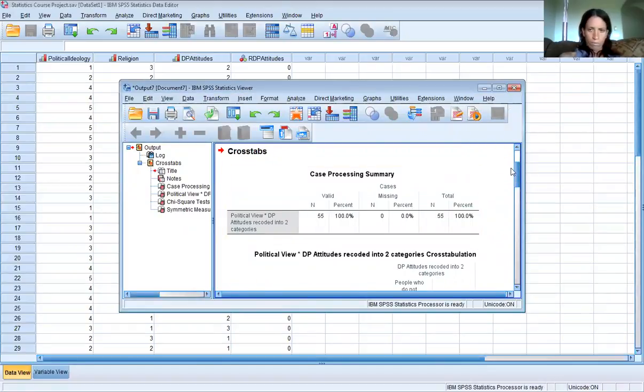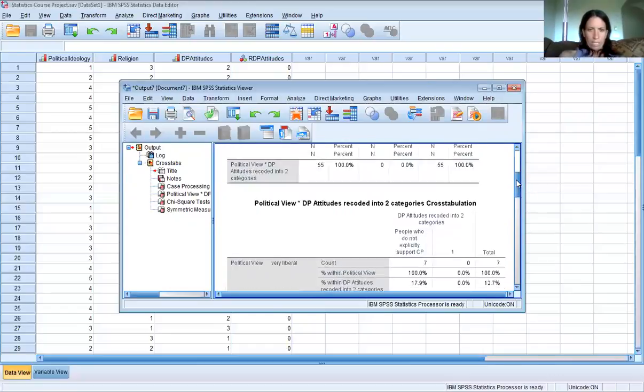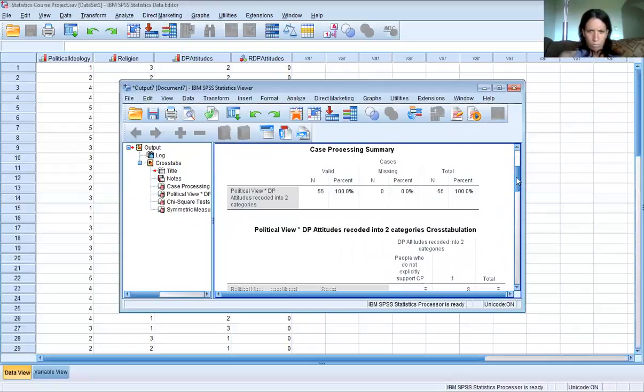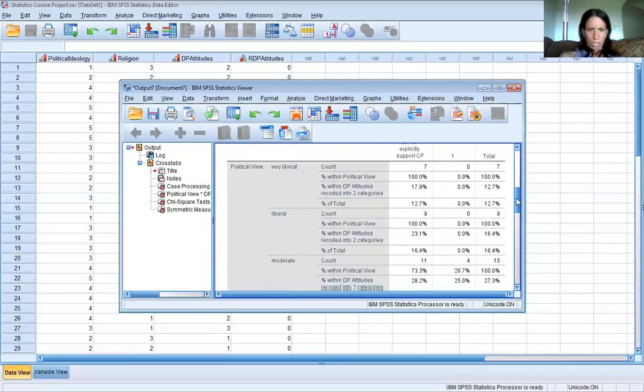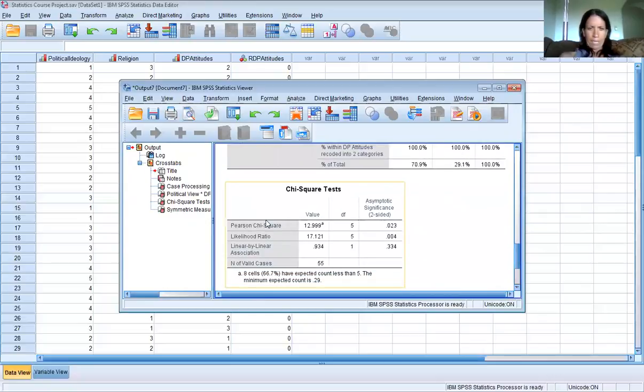Okay, so the first thing you're interested in looking at, okay, that just shows you sample size, is the Pearson chi-square. And you're looking at the significance, and we're looking for a number less than 0.05. 0.02 is less than 0.05, so it tells me that my relationship between political ideology and attitudes toward capital punishment is a statistically significant relationship.